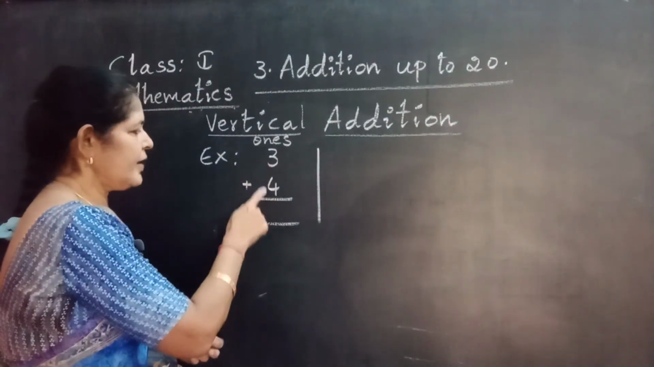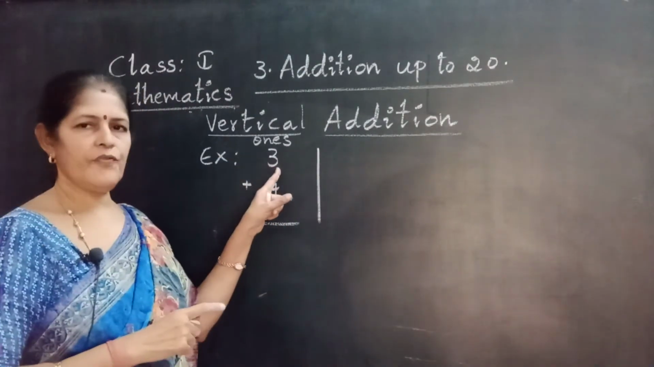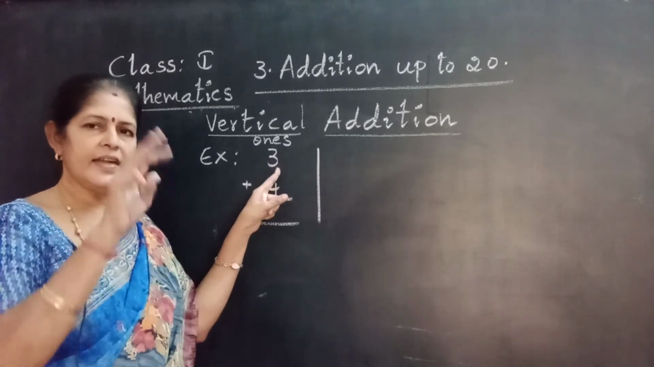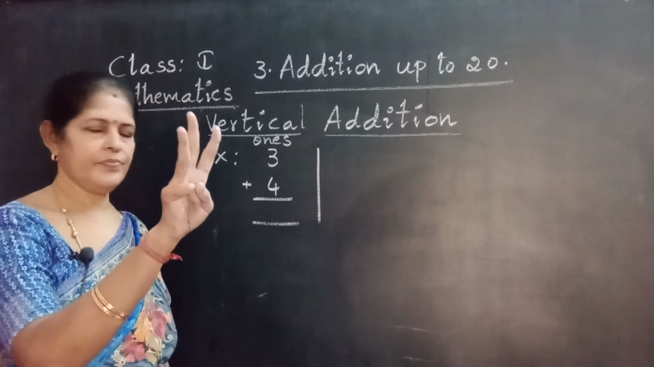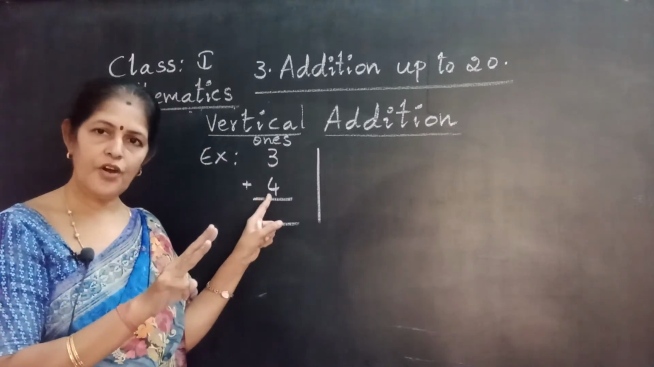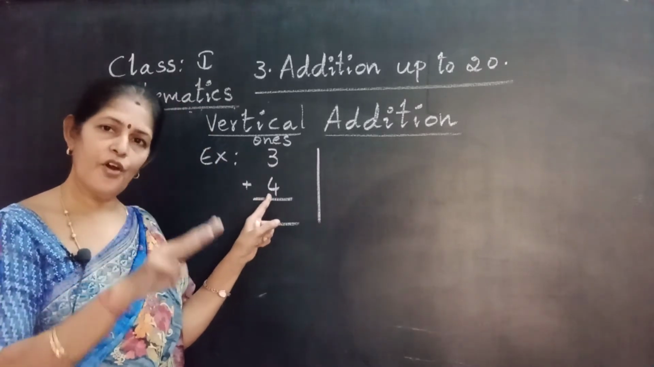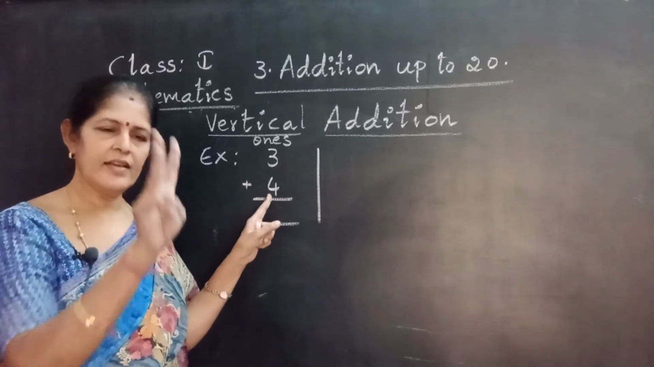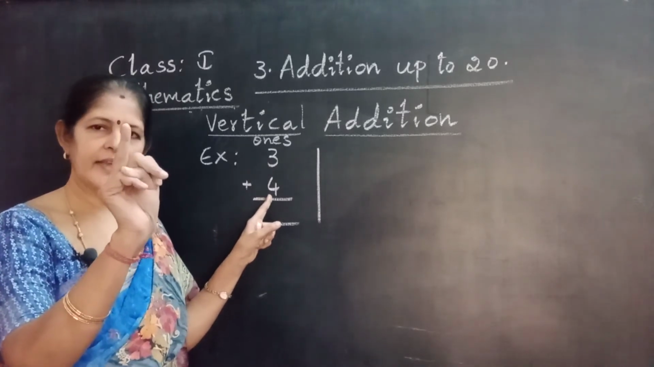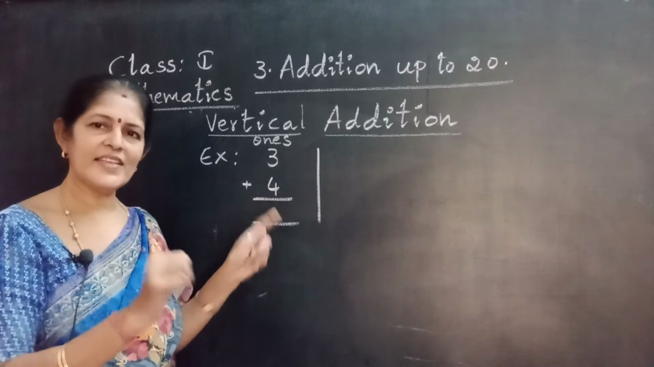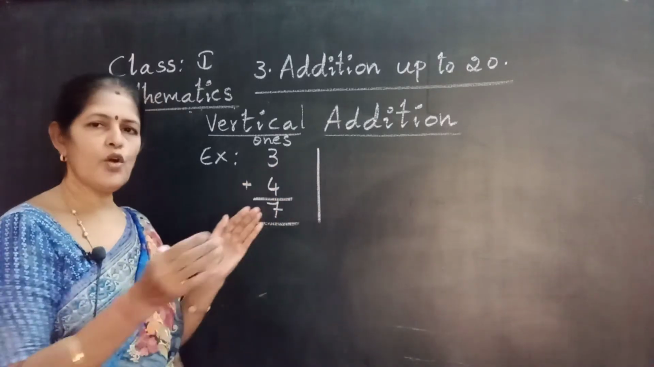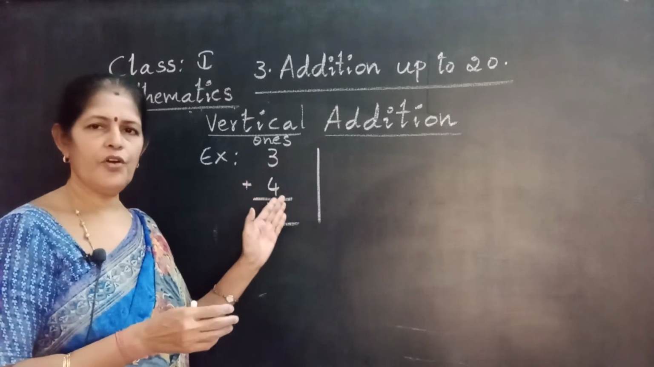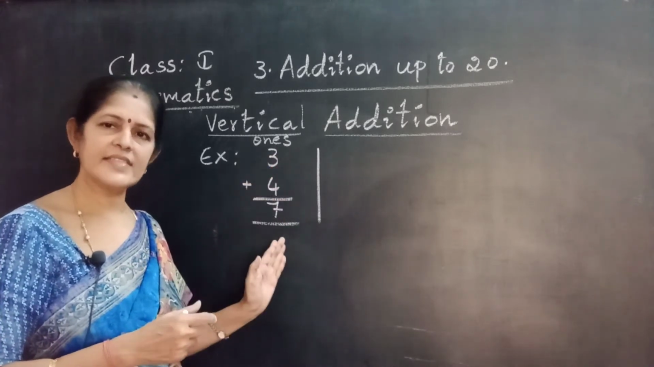Okay. Now 3 plus 4. Take the first number in the hand. That means take 3 fingers. 1, 2, 3. Now the second number is 4. Count after 3: 4, 5, 6, 7. What is the total? 7. Here we are going to combine 3 and 4. 3 and 4 make 7.